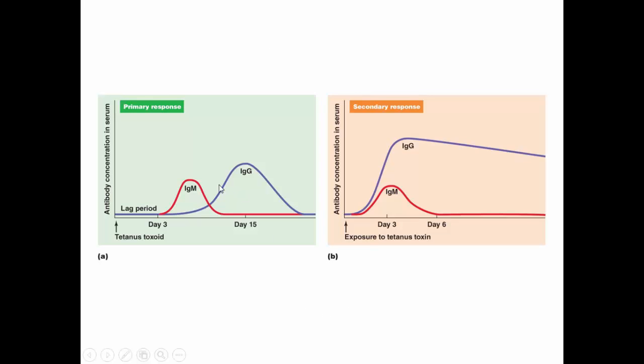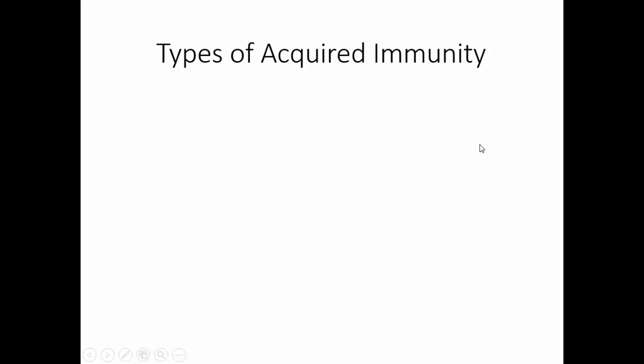So if we look at the primary response, there's the lag period when nothing much is going on in terms of antibody production, but we're doing all of that cell activation. We get that IgM that is usually what gets us over the disease, and we get IgG at about 2 weeks. The next time we see that same antigen, almost immediately, we get IgM, but we get a huge amount of IgG. Not only do we get more, but it persists longer. This is now protective.